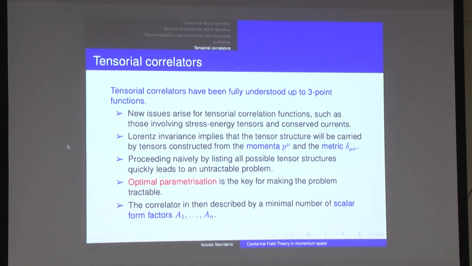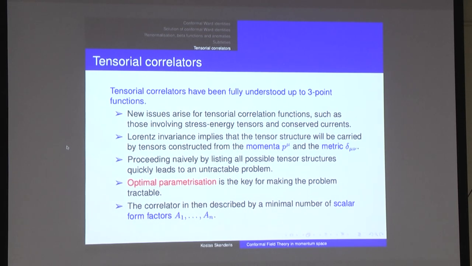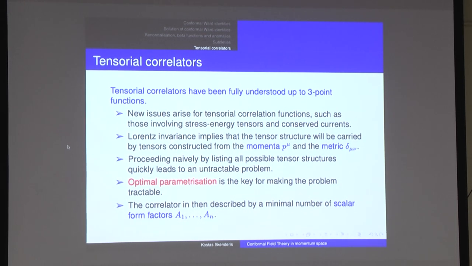And you really need an optimal parametrization in order to solve this problem. It quite quickly becomes very complicated. So if you use an optimal parametrization, then what that does for you is allows you to describe the correlators in terms of scalar form factors, and then you have equations satisfied by those.